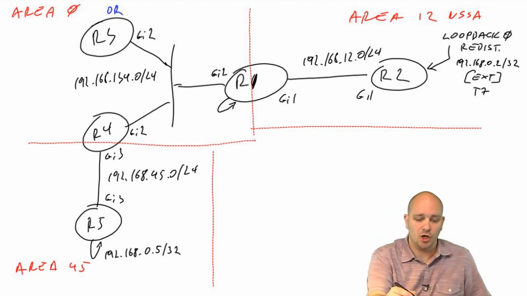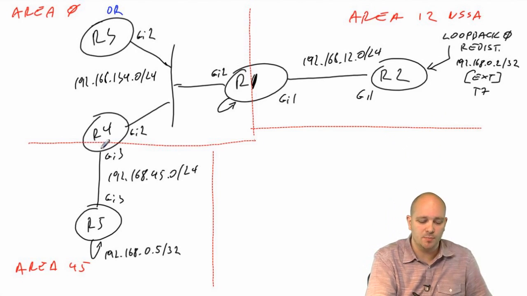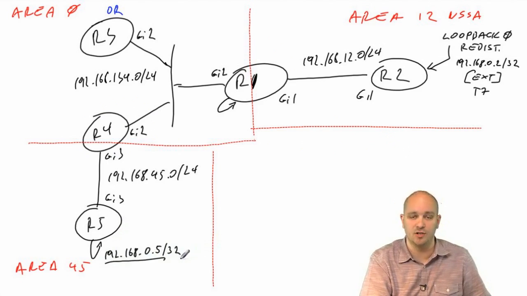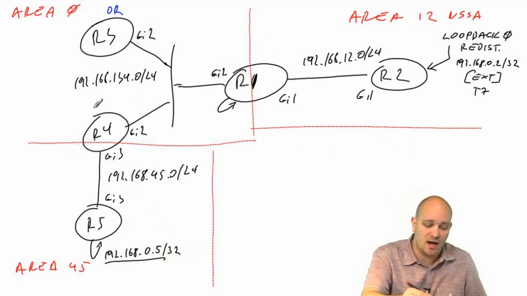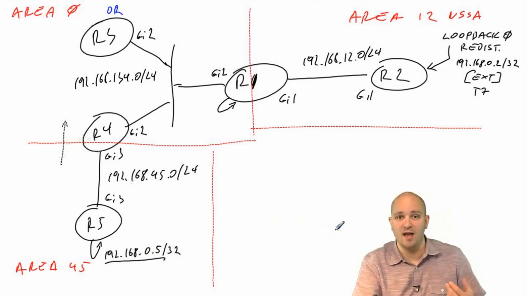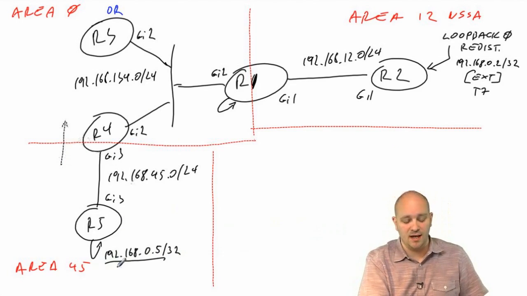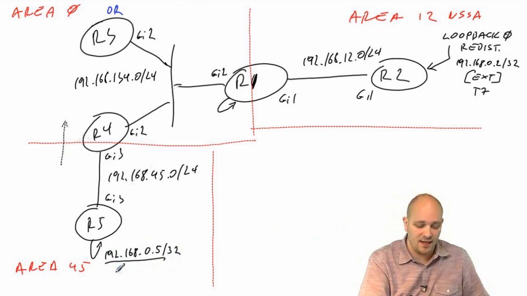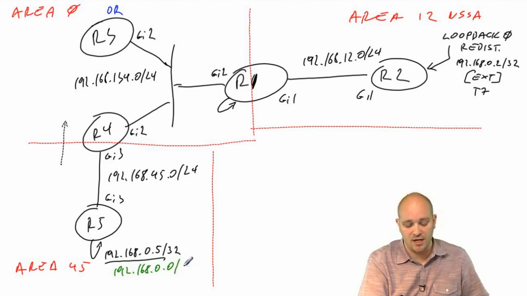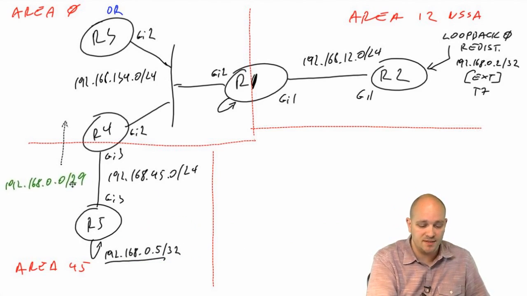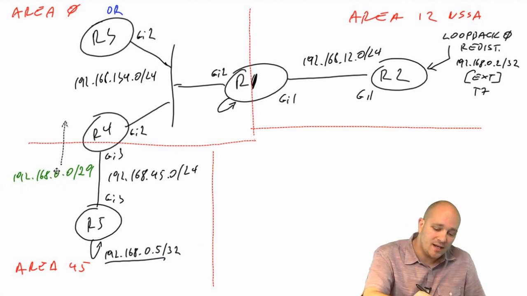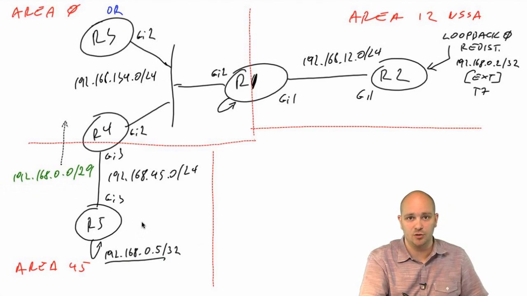One place where we can start, or the most logical place where we can start exploring this, would be on R4. So let's summarize this 192.168.0.5 loopback as it is being advertised from area 45 into area 0. I'm going to summarize 192.168.0.5/32 as, for example, 192.168.0.0/29. So this is going to be the summary that I'm going to create when this route is being advertised into area 0.